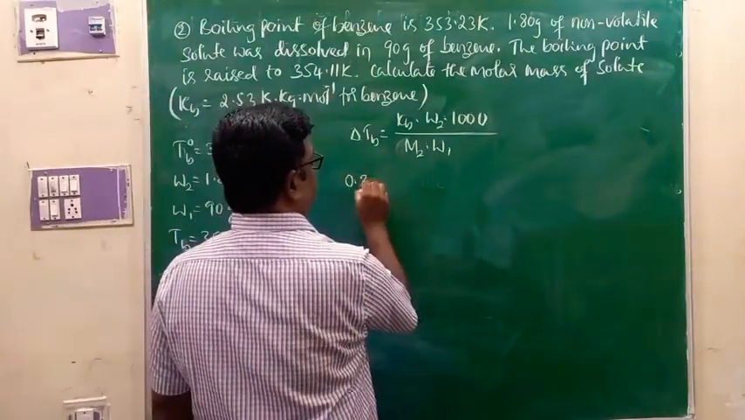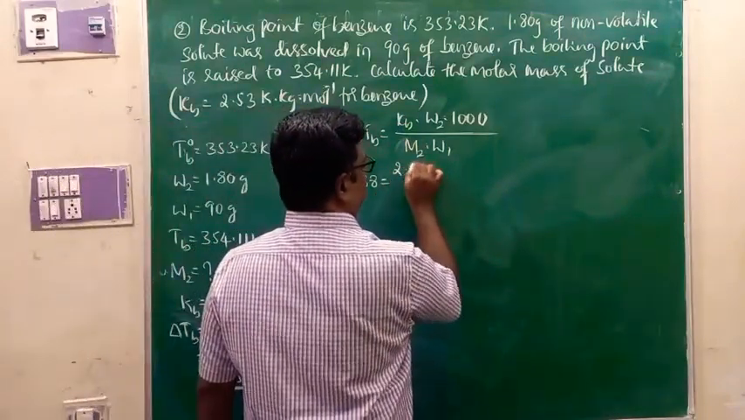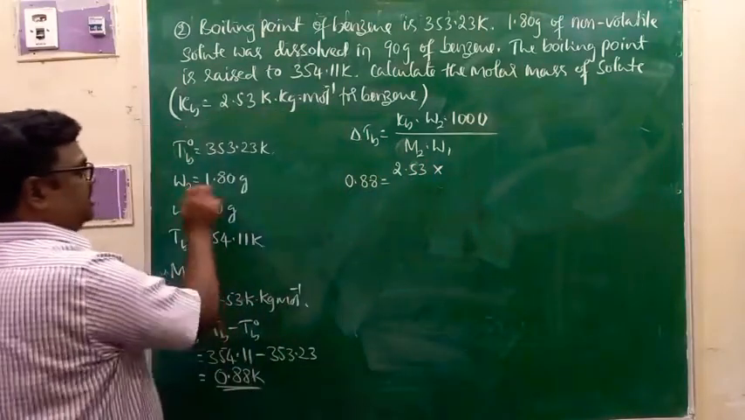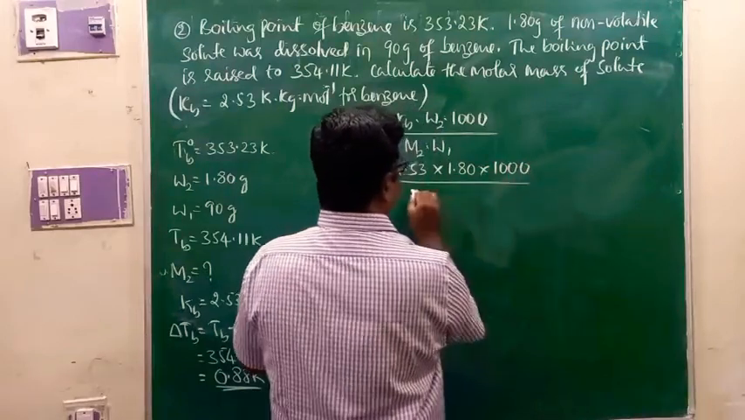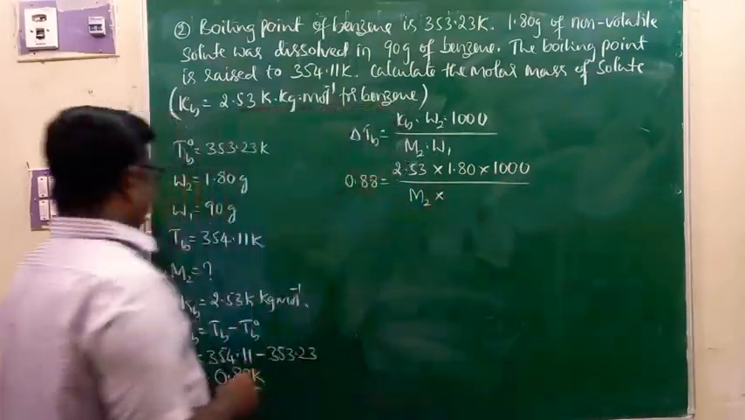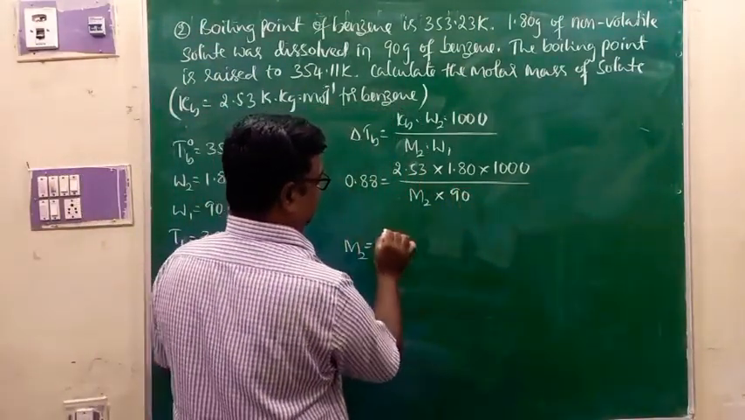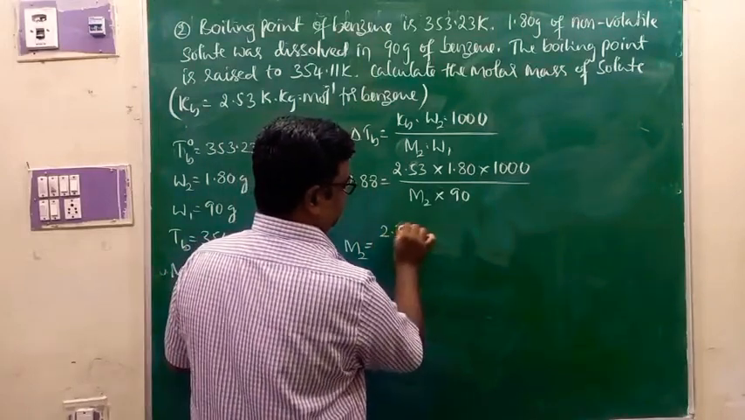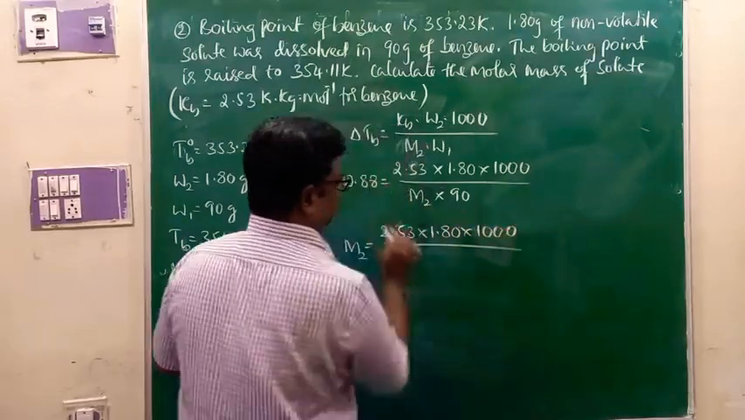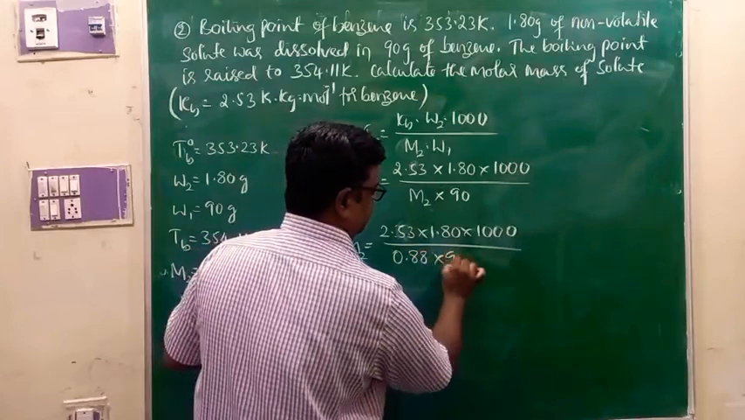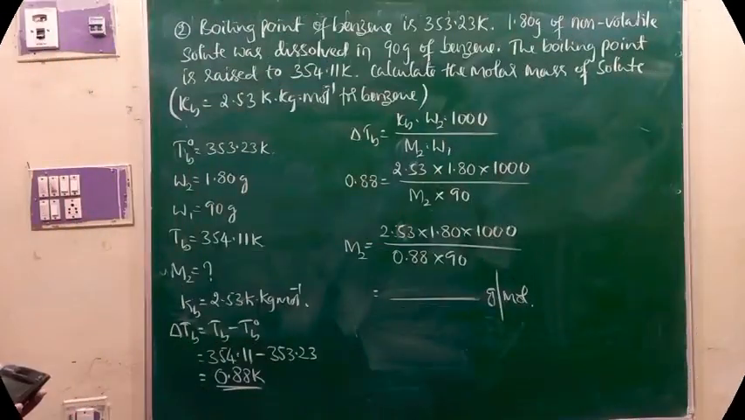Substitute: 0.88 is equal to Kb, which is 2.53, into W2, which is 1.80, into 1000, divided by the molecular mass of solute into the mass of solvent, 90 grams. Therefore M2 equals, cross multiplying, 2.53 into 1.80 into 1000, divided by 0.88 into 90, and this is the molecular mass of solute in terms of gram per mole.